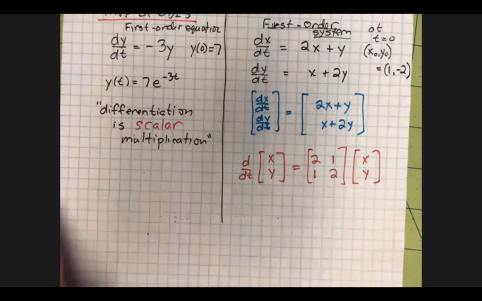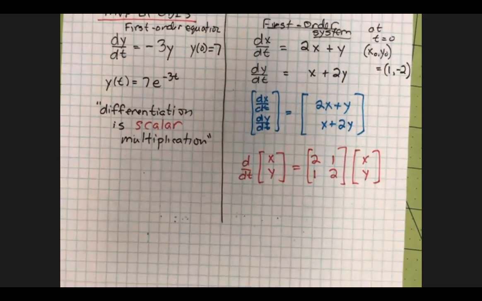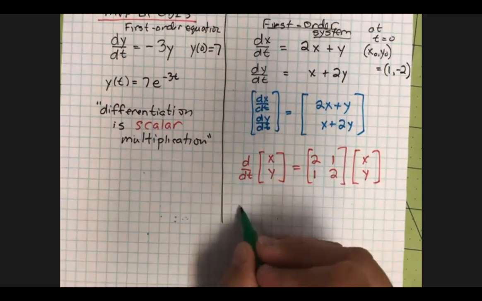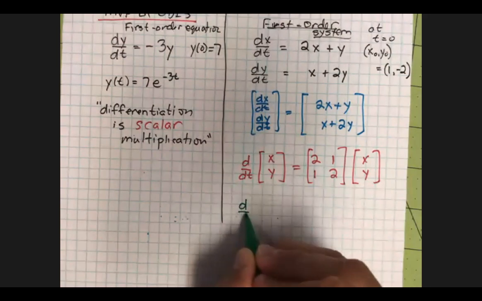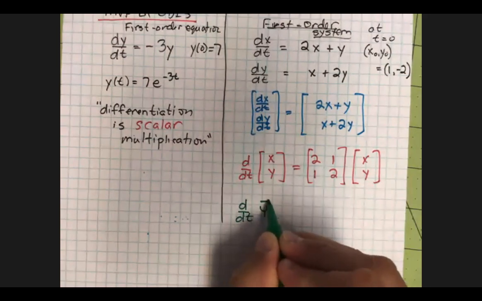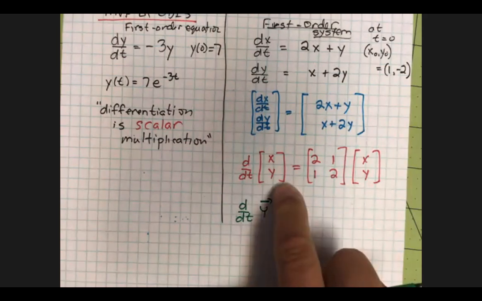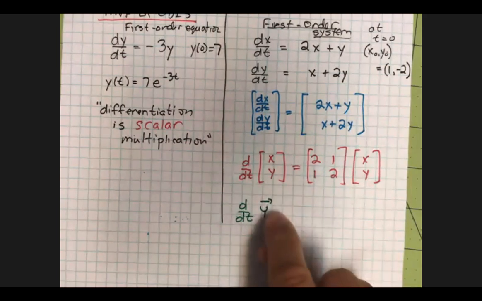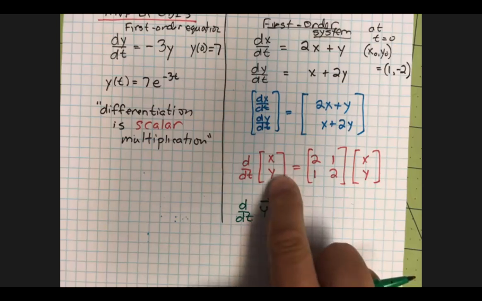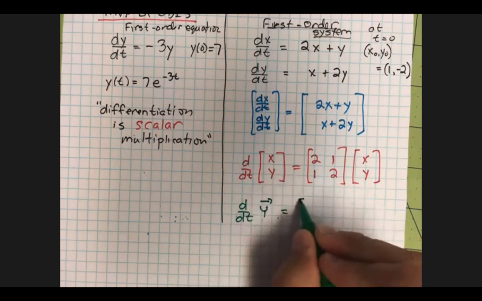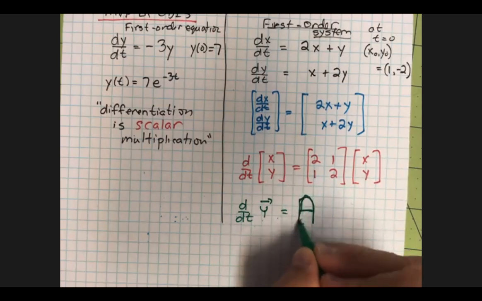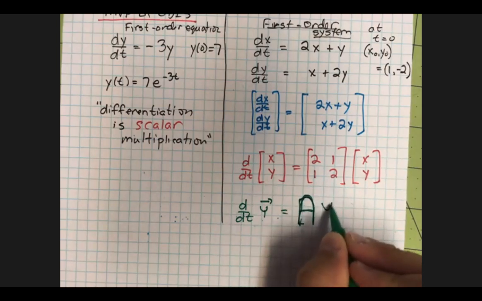Now, one more time, so I need another color. Let's write this in the most compact form. dY/dt, so I'll consider Y to be the vector (x, y), but I made a capital Y, and I put a hat on it, so you don't mistake it with a lowercase y, equals A, that's a kind of funny looking A, because I almost rewrote the matrix, times Y.